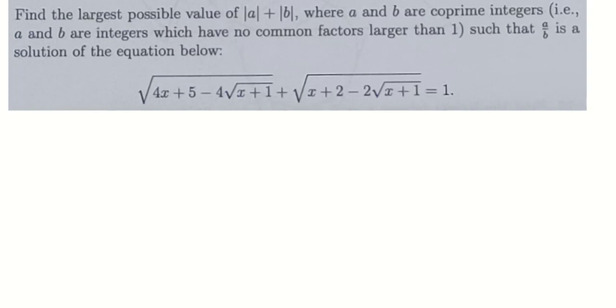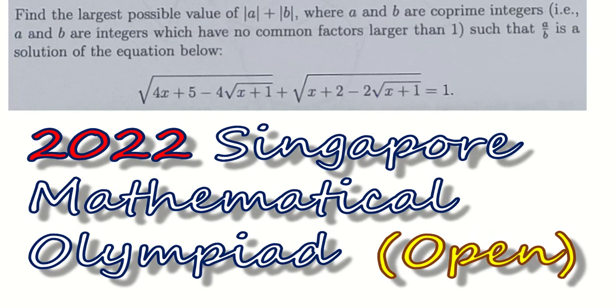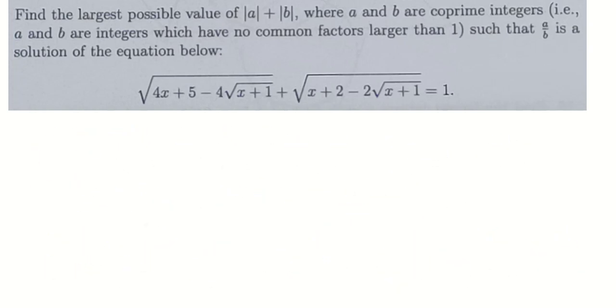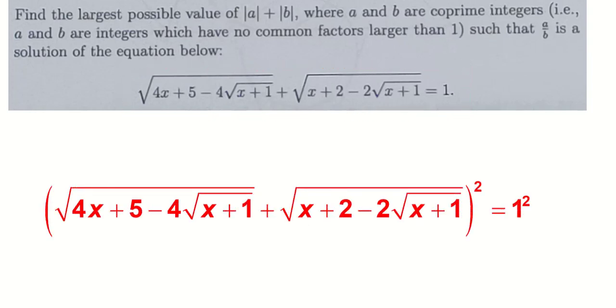For today, let's look at this question from SMO 2022 open section. Our main task is to solve this equation, that is square root of 4x plus 5 minus 4 square root of x plus 1 plus square root of x plus 2 minus 2 square root of x plus 1 equals 1. Please do not square both sides at the beginning.